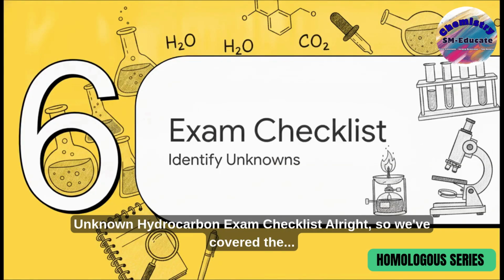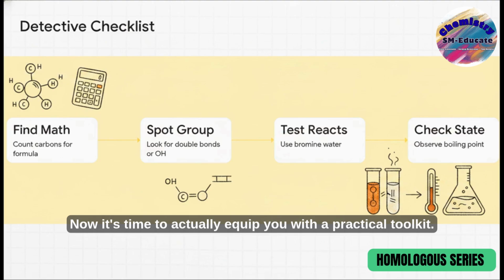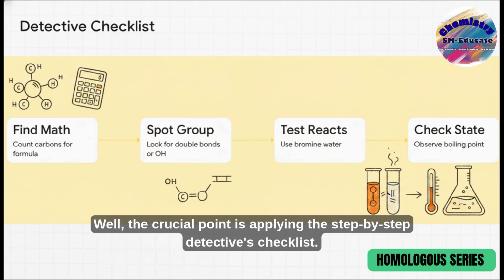Section 6. Unknown Hydrocarbon Exam Checklist. All right, so we've covered the history, the math, the structures, and the physical trends. Now it's time to actually equip you with a practical toolkit. If you're handed an unknown vial of liquid in your chemistry practical, how do you actually identify it? Well, the crucial point is applying the step-by-step detective's checklist.